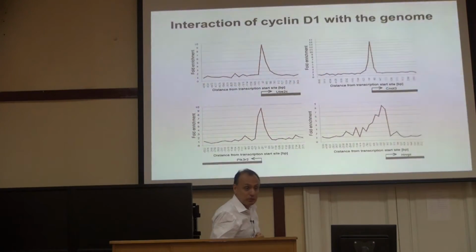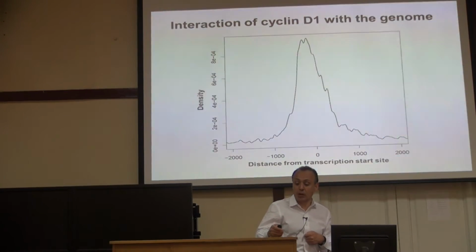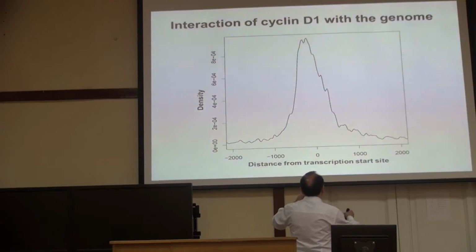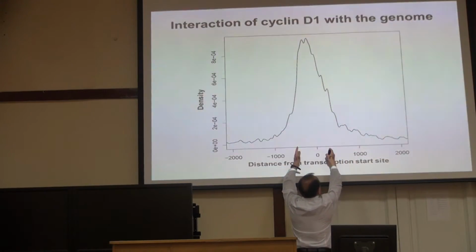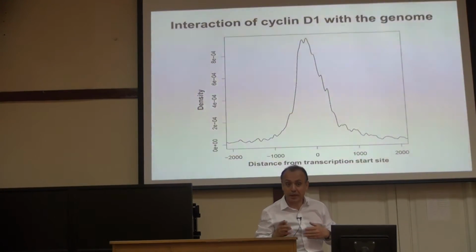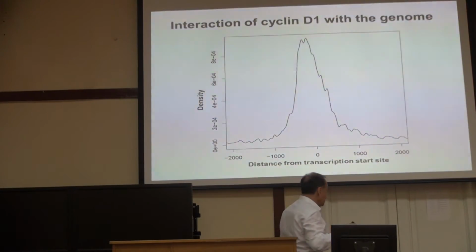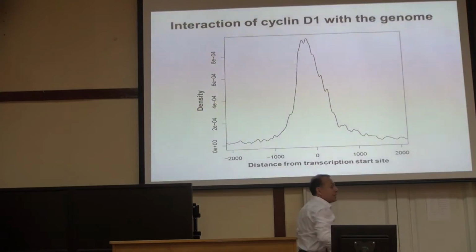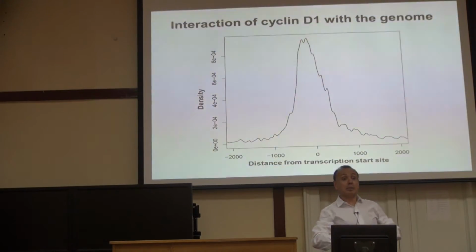These are, of course, 4 examples, but I'll now show you the data of all the binding events of cyclin D1. When this is the transcription start site, this is upstream, this is downstream, and this is the density or the fraction of the cyclin D1 bound site. As you can see, the overwhelming majority of cyclin D1 binding sites are around the transcription start site. Now with this knowledge, with the help of our bioinformatics colleagues, we could take all the sequences that cyclin D1 is binding, and ask, can we recover any particular sequence?